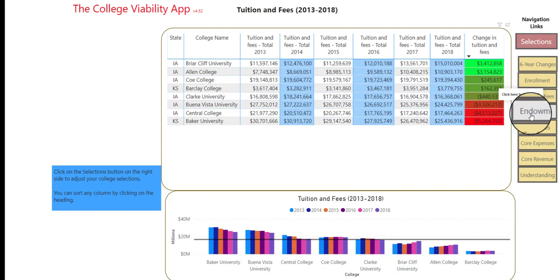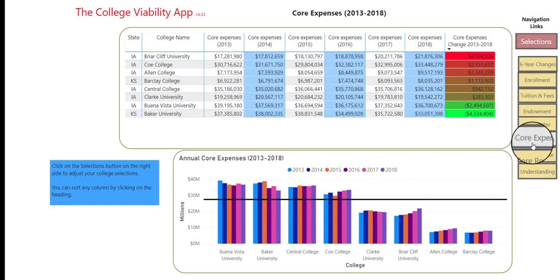Endowment, individualized graduation rates are shown, core expenses in individual years are shown. And again, we can see Briarcliff had an increase of almost $5 million in expenses, and Baker University had a decrease of a little over $4 million in expenses over the 6-year period reported.